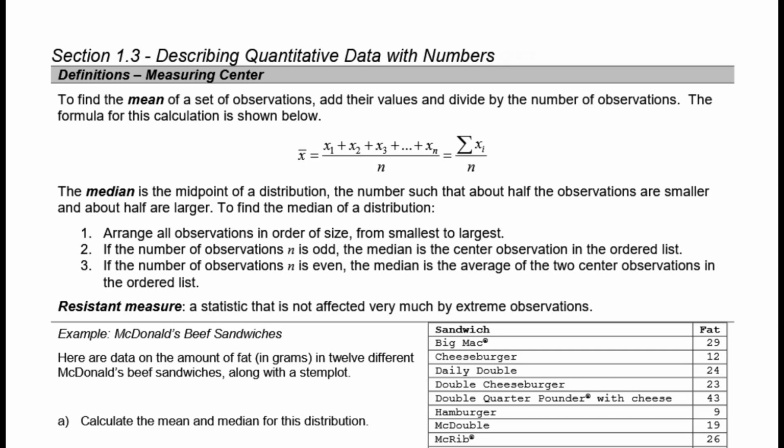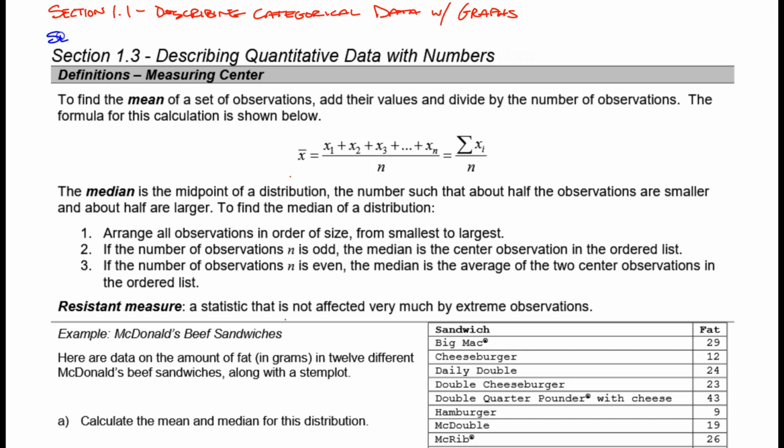Today we're talking about section 1.3, describing quantitative data with numbers. Let's just review real quick. Actually, let me go back to 1.1. In 1.1 we did describing categorical data with graphs.